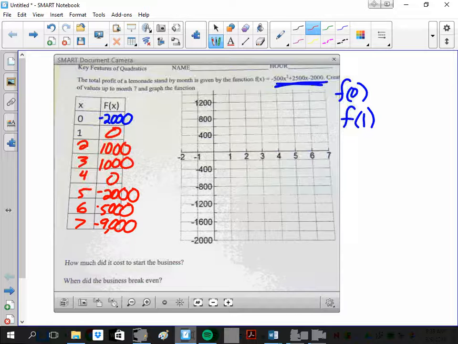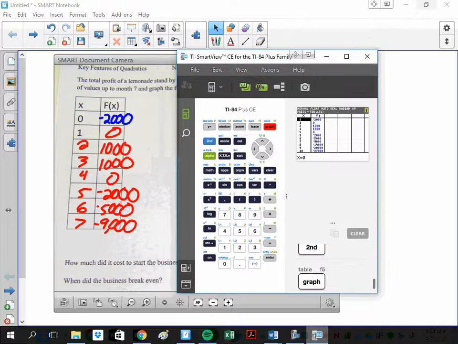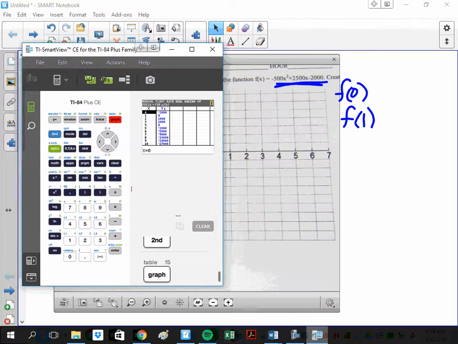So we can graph this using points. I also want to make sure you understand how to change your window so that you can see the whole graph. So go to, let me minimize this or bring this down.